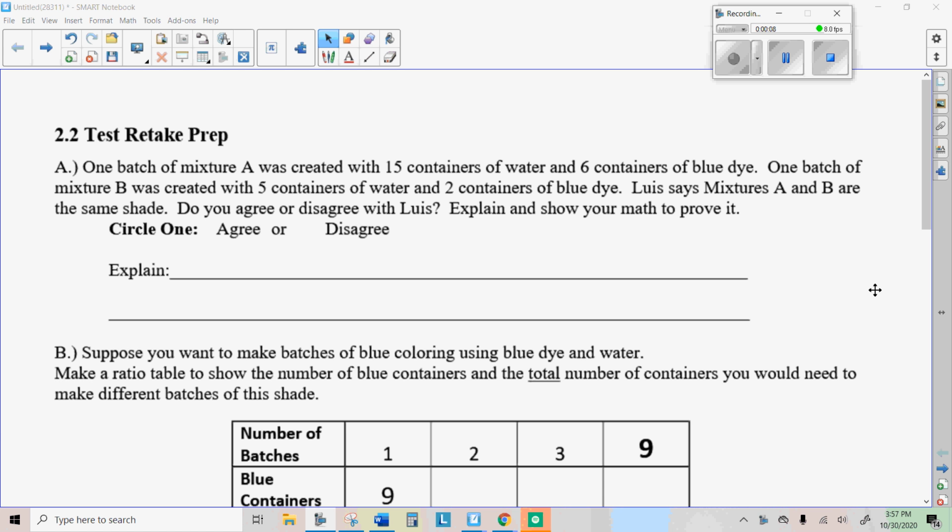You're doing this if you need to retake the 2.2 test. So what I'm going to do is go over some of these problems with you one more time, and then you're going to do a few similar problems. You're going to send that to me, and then if it looks good, I'll get that retake out to your parents. Okay?